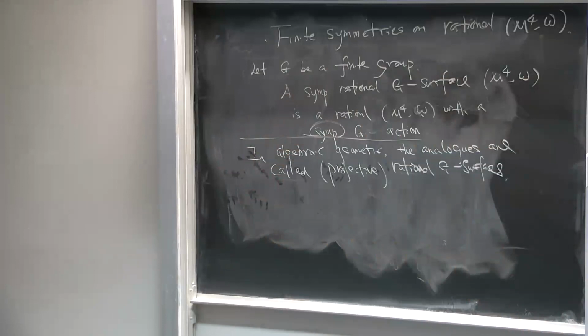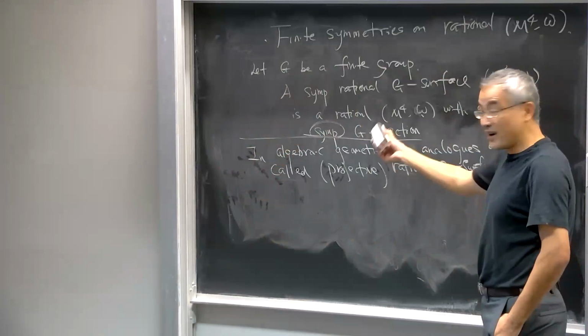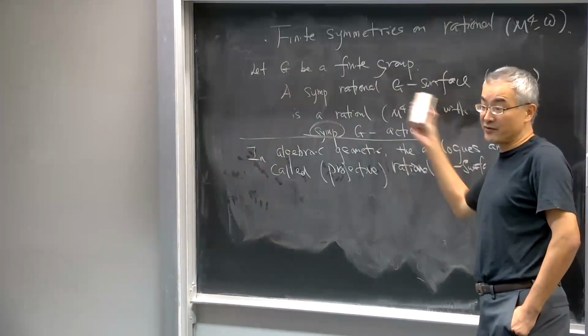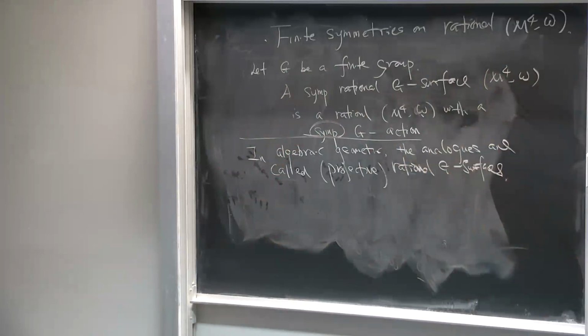It turns out there is a bijection between finite subgroups of the plane Cremona group and rational G-surfaces. For P2 we consider birational transformations, while here we consider honest group actions.